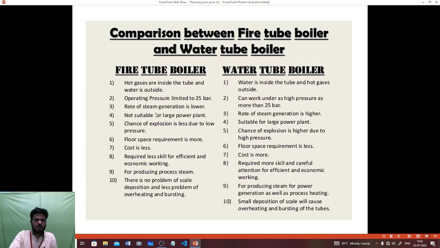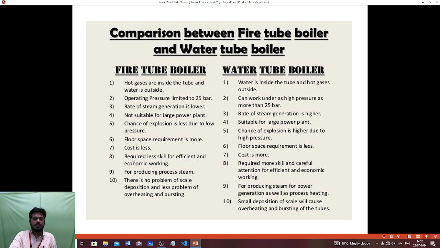A fire tube boiler is not suitable for a large power plant, and a water tube boiler is very suitable for a large power plant. The chance of explosion is less in a fire tube boiler due to low pressure. In a water tube boiler, the chance of explosion is higher due to the high pressure. In a fire tube boiler, the floor space requirement is more. In a water tube boiler, the floor space requirement is very less. The cost is very less for a fire tube boiler and more for a water tube boiler.